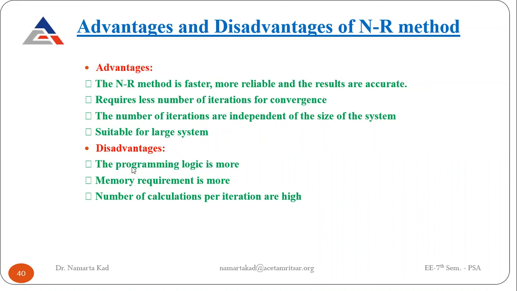The disadvantages are the programming logic is more. More coding is required for this, and the memory requirement is also more, as the number of equations is more here. The number of calculations per iteration is high. So the number of calculations is also more. So these are some of the advantages and disadvantages of the Newton-Raphson method.